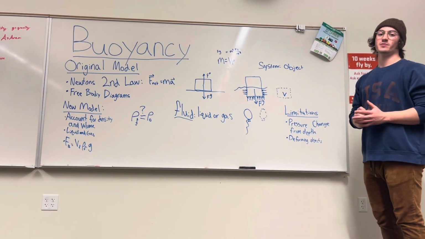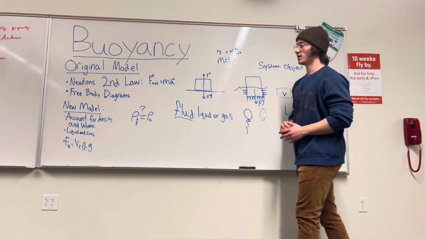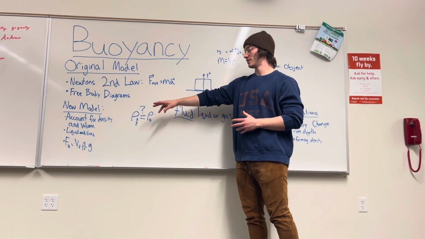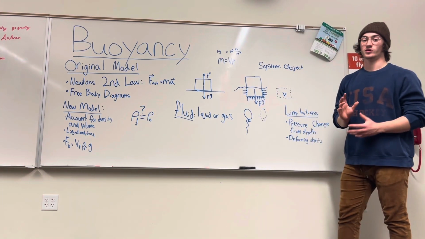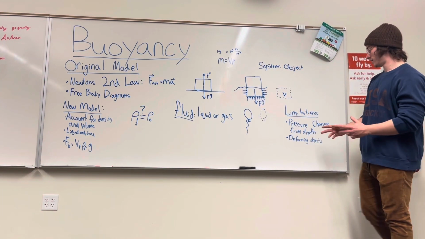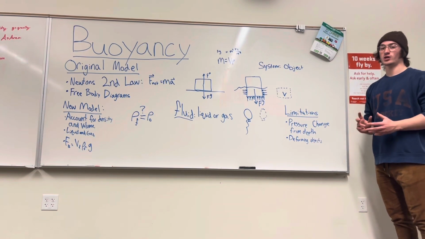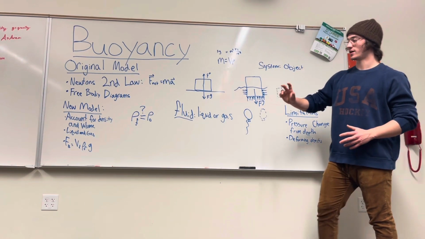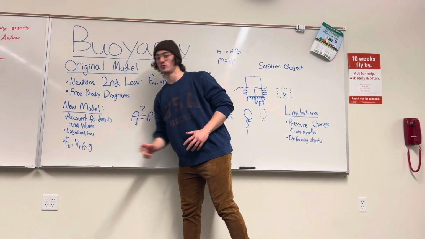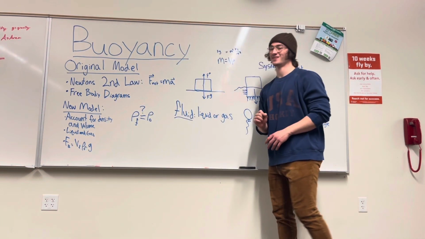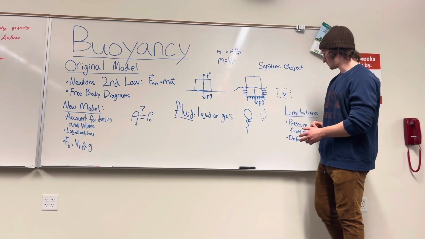Now, what are some limitations of our new model? Our new model is accounting for density and volume of the object, and it's looking at liquids and gases, but it doesn't fully account for pressure change when we're simply looking at the force. Buoyancy is equal to the volume of the fluid displaced times the density of that fluid times gravity.